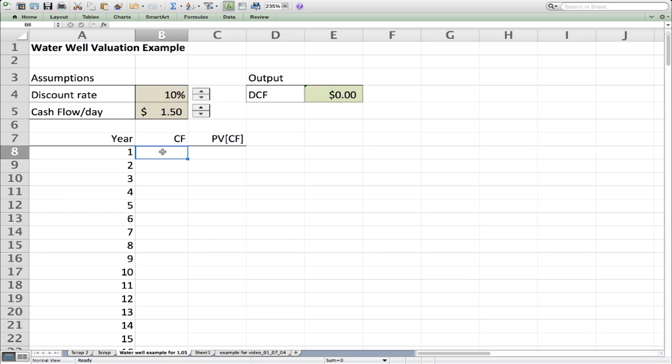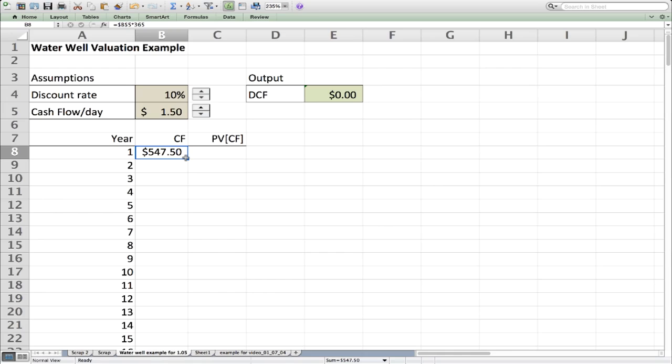So what are our cash flows going to be every year? Our cash flows every year are going to be $1.50 a day, and I'm going to put dollar signs in front of that in order to lock that cell in so that it's the same when I copy it down. And for time, let's just go 365 days a year. So how much cash is that per year? That's cash of $547 a year.